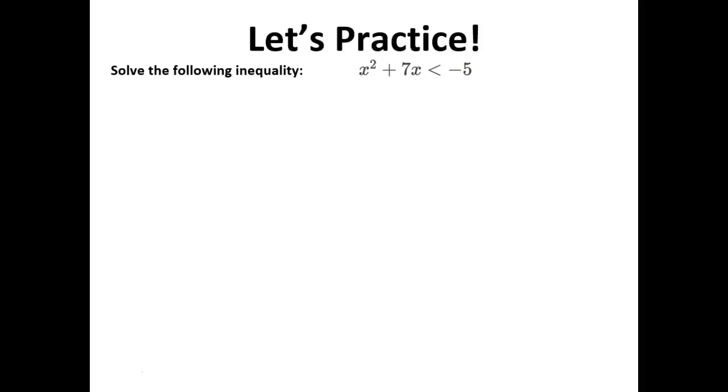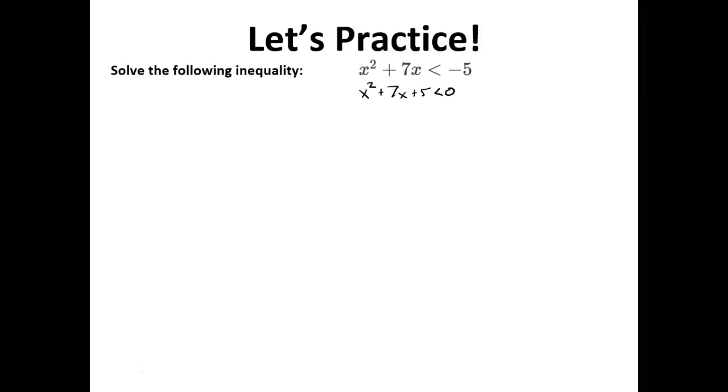Doing another one, this one's not actually equal to 0. We're looking for where x squared plus 7x is less than negative 5. This is equivalent to saying, where is x squared plus 7x plus 5 less than 0, if we add 5 to both sides? Well, when I do that, I would do the same thing.